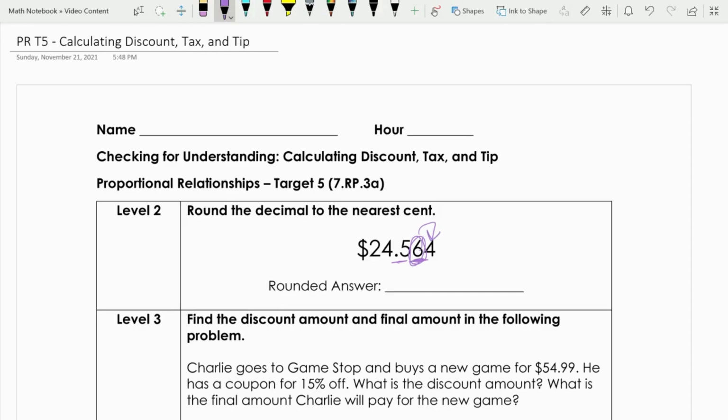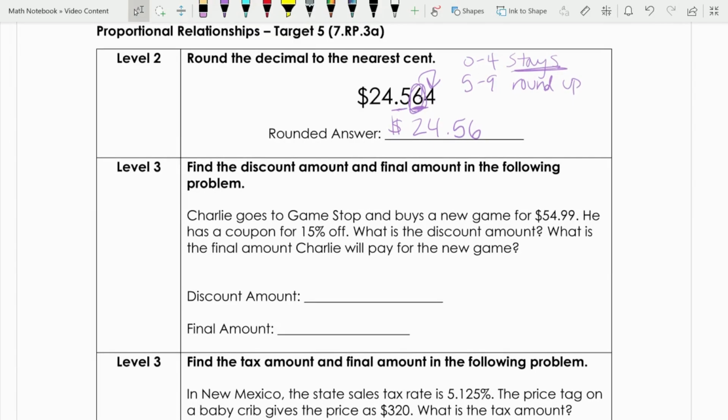The rules are, if that 4 is 0 through 4, then 6 stays the same. And if that number is 5 through 9, then you round up. So it looks like this 4 is 0 through 4, so that means that the 6 stays the same. So your rounded answer should have been $24.56.